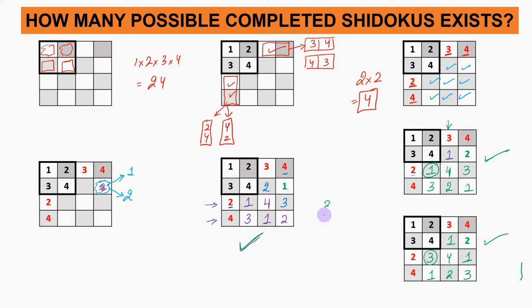So there are three possible cases. So the multiplying factor will be 3. Now to find the possible number of completed Sudokus that exist, what we do is we multiply the multiplying factors that we found earlier. The first multiplying factor was 24, the second multiplying factor was 4 and the third multiplying factor is 3. So the possible number of completed Sudokus that exist are 24 into 4 into 3, and this will give you the answer as 288.